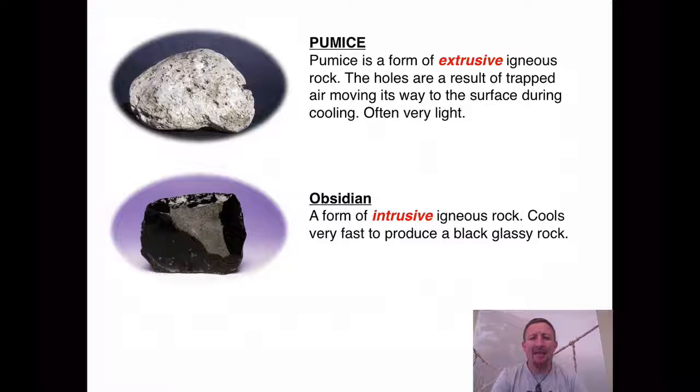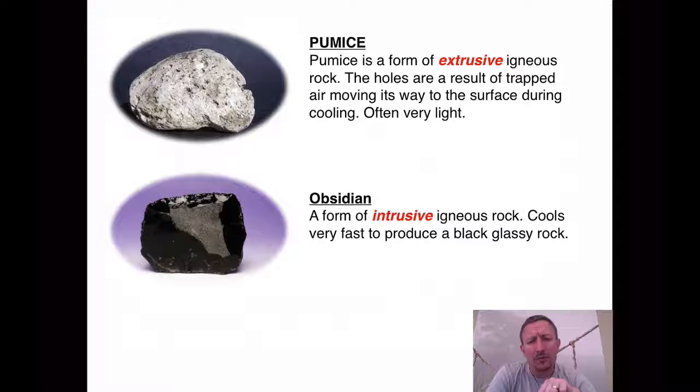And finally we've got obsidian, which is an extrusive rock. It's been cooled so quickly that no crystals can form, and as a result it becomes that black glassy rock, which looks really nice. So make sure you change that one: it's not intrusive, it should be extrusive, and apologies for that mistake.